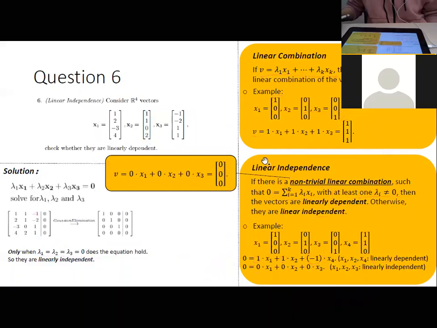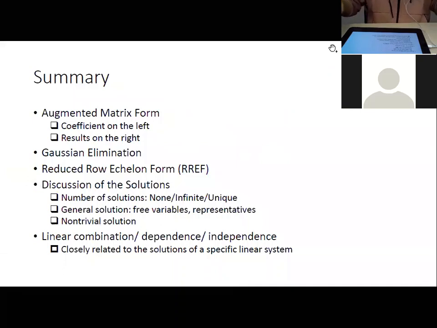And at the end of the tutorial today, I will give you a summary. Today we have learned what an augmented matrix form is. It is formed by two parts, the coefficients part on the left and the result part on the right. Then we talked about Gaussian elimination. If you have problems finding the proper operations to get the RREF, please check the website I shared in the slides. And then we talked about reduced row echelon form. You should know the properties of RREF, and you can judge whether a matrix is RREF or not yourself. And then we discussed the solutions.